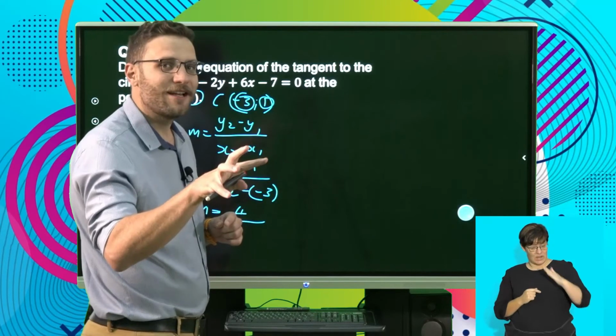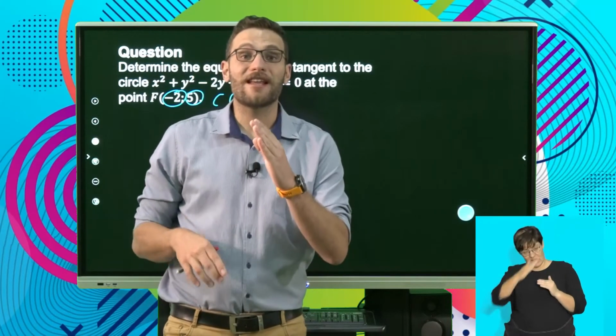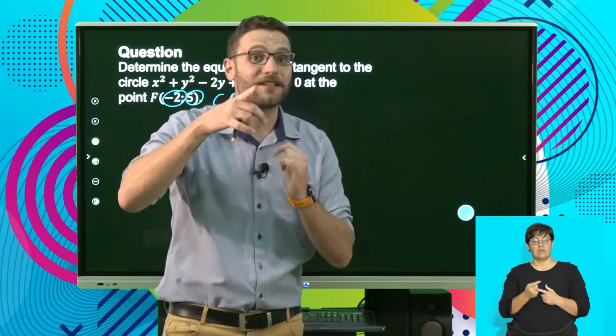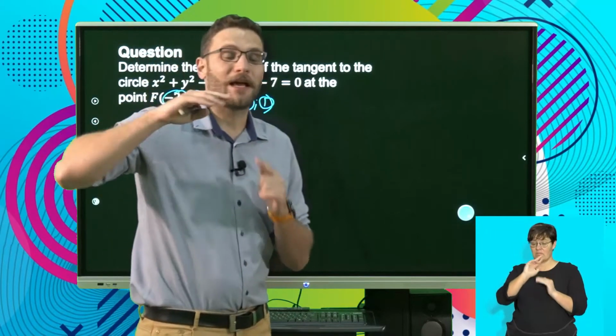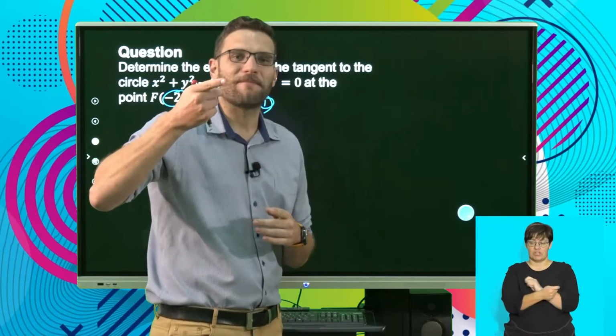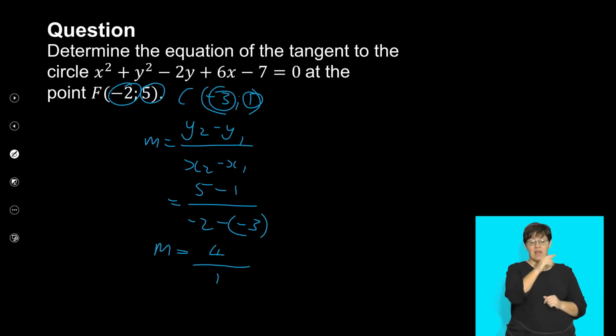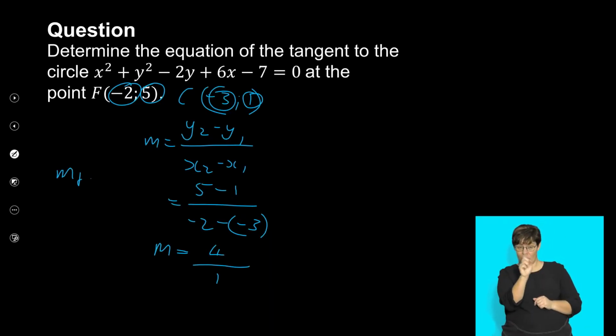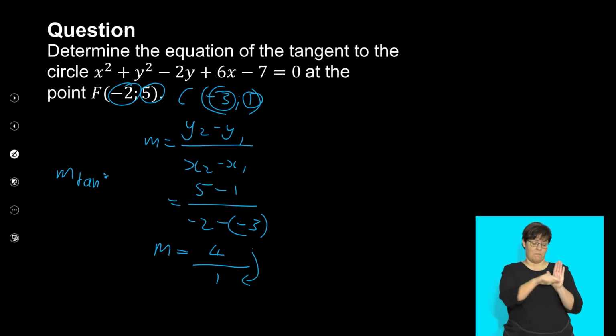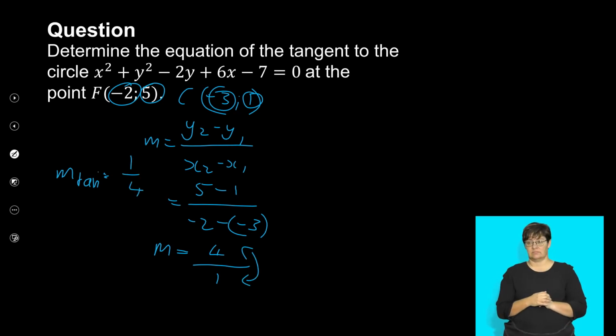That's excellent, because once I have the gradient of the radius, I can work out the gradient of the tangent. Because it's perpendicular, I'm just going to flip it over and change the sign. So my gradient of my tangent is going to be, flip this over, 1 over 4, and I'm going to change the sign to a negative. Once I have that, I can sub in the point.